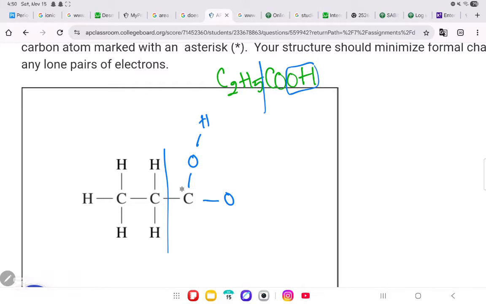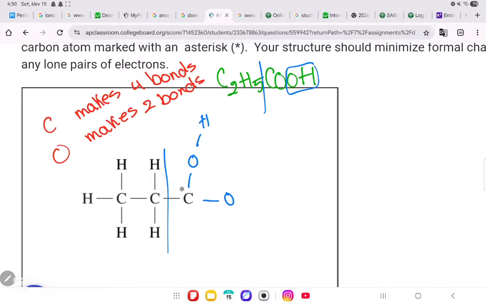We should know that carbon always makes 4 bonds, right? And oxygen makes 2 bonds. This is very important to know. So because carbon makes 4 bonds, and I look at what I have, 1 bond here, 1 bond here, 1 bond here, I have 3 bonds. I need 1 more bond. But I also know that oxygen makes 2 bonds, and this oxygen has 2 bonds, so I cannot put the double bond here. Instead, this oxygen has only 1 bond, so I can put my double bond over here.